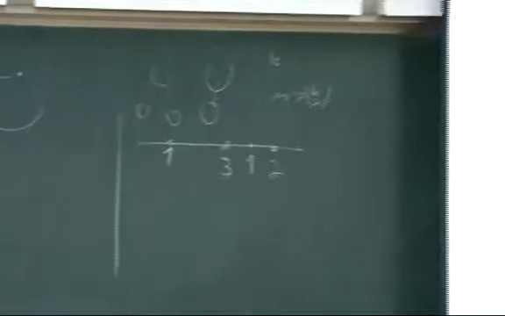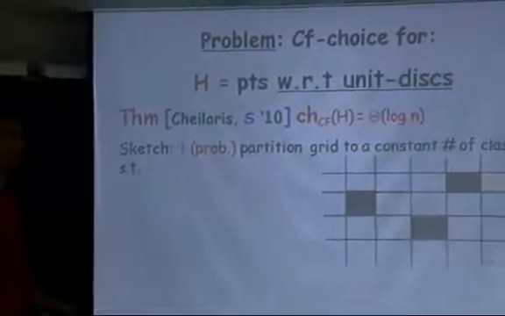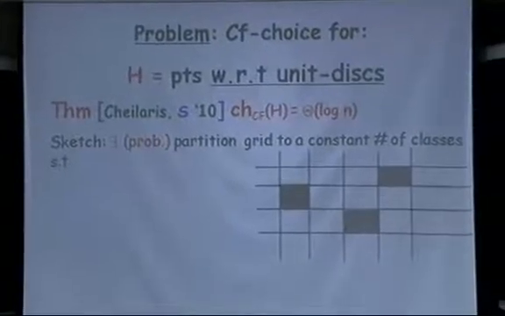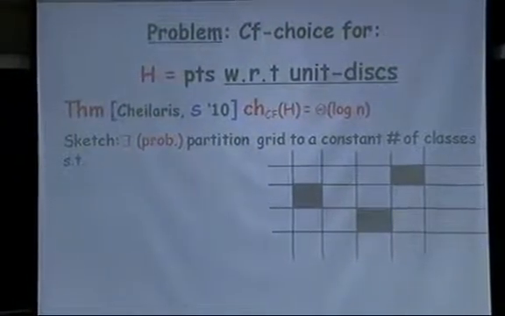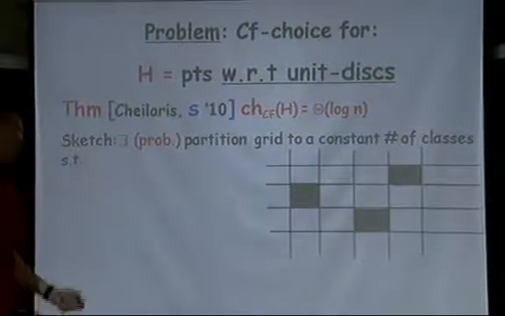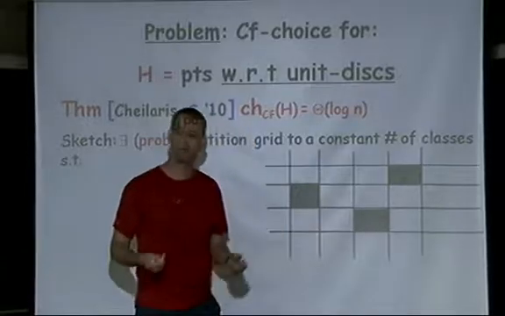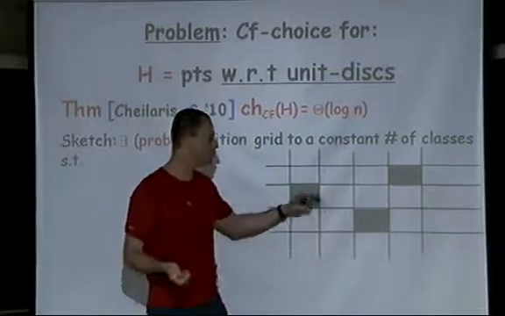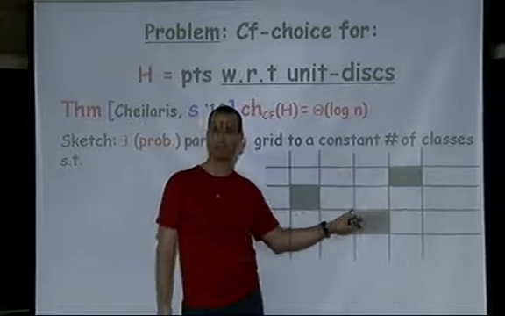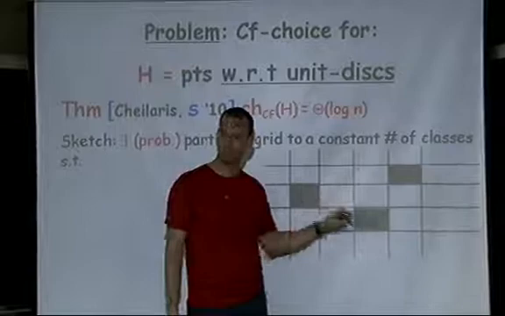I need to quickly say that there is some reduction. We first partition the plane into grid cells of constant size, and the grid cells are partitioned into a constant number of classes, in such a way that 2 grid cells that belong to the same class are independent, in the sense that there is no unit disk containing a point both from here and from here, because they are too far apart and no unit disk can intersect these 2 cells.